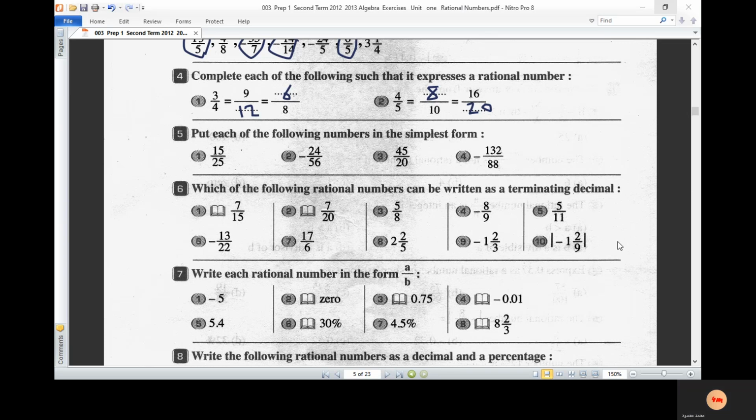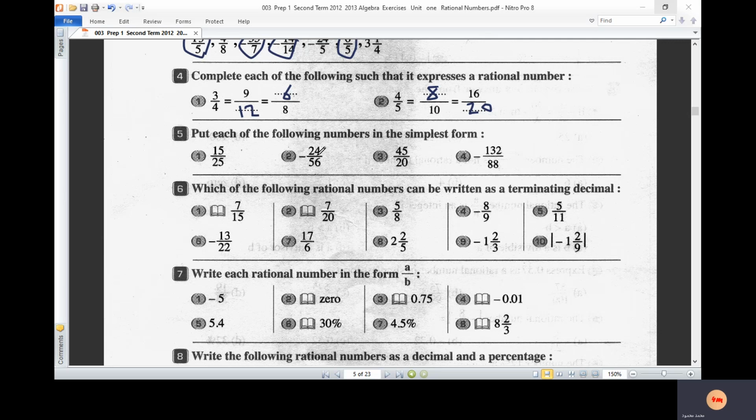So here you can use the calculator to answer it. 7 over 15: use your calculator to divide 7 by 15. You will get 0.4666 and so on, with the 6 repeating, so it's not a terminating decimal, it's recurring.